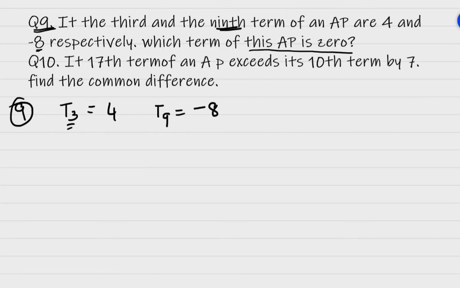Okay. So T3 will be how much? A plus 2D, isn't it? A plus (n minus 1) into D. So A plus 2D is equal to 4, and this one, A plus 8D, is equal to minus 8.